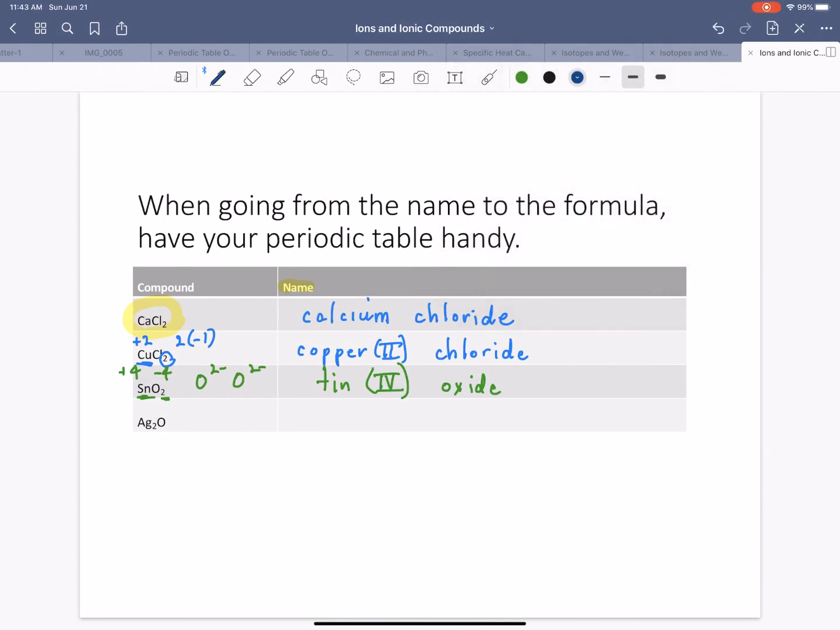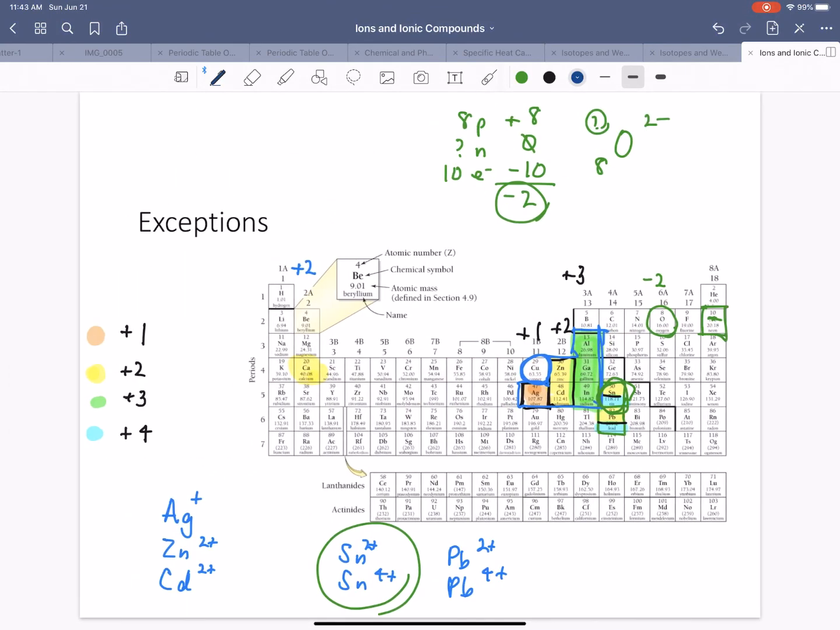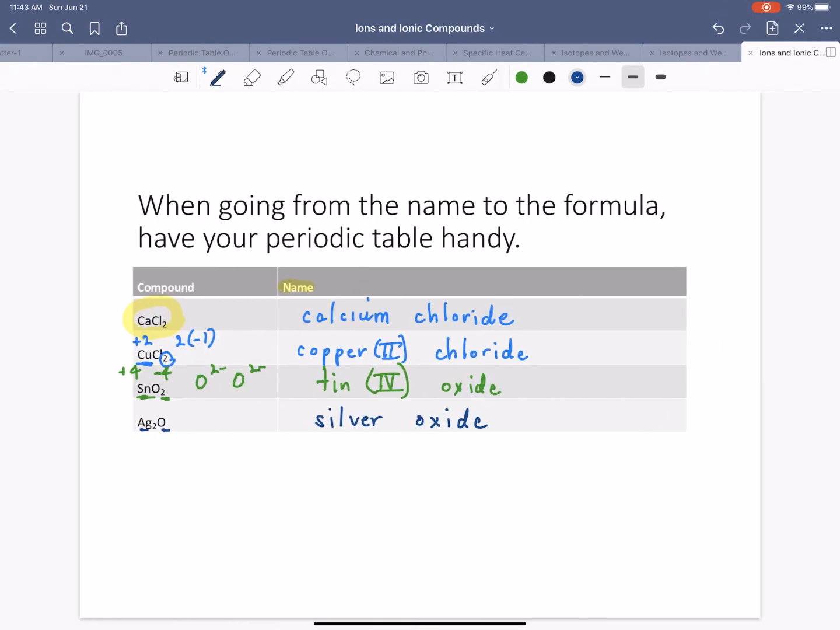Okay. So here we have silver oxide, but do I need to say which silver oxide? Let me find it on the periodic table. Here's silver. Silver's an exception because the only charge choice for silver is +1. And because it has a fixed charge as an ion, I don't state the charge. This is just silver oxide.